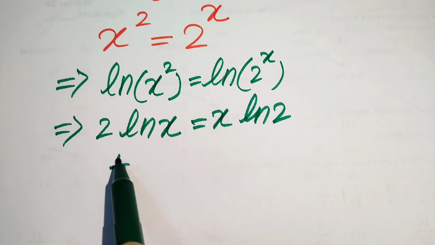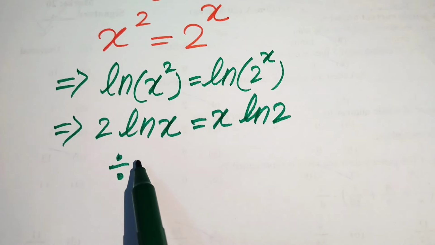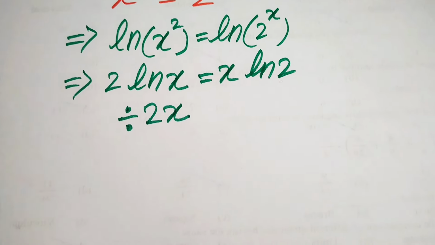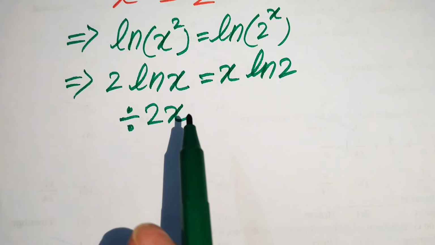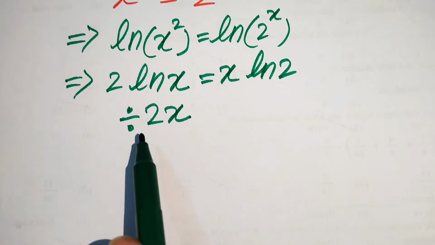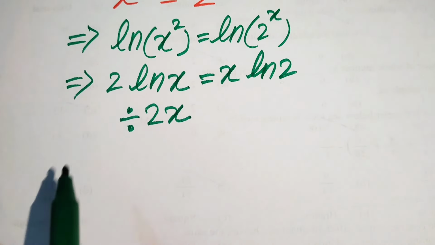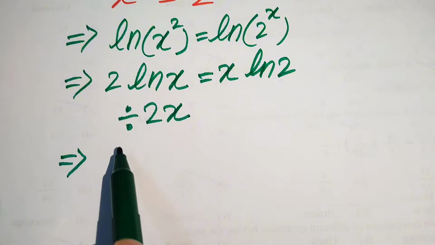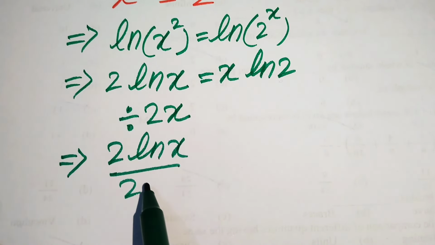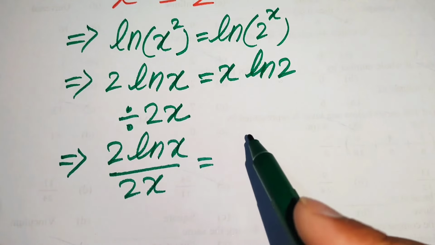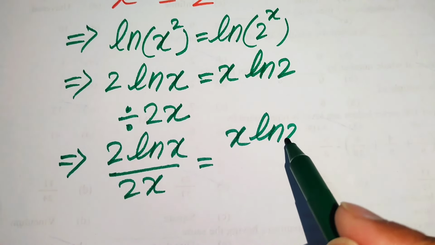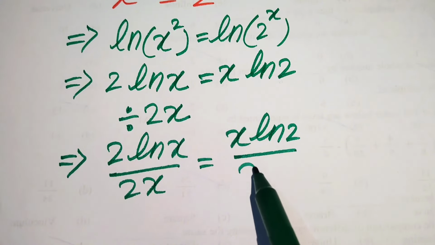And now in the next step we need to divide both of the sides by 2x in order to move the terms involving x to the left hand side and the constant terms to the right hand side. So when you divide the left hand side by 2x, it is written as 2 log x over 2x. Similarly, on the right hand side, it is written as x log 2 over 2x.